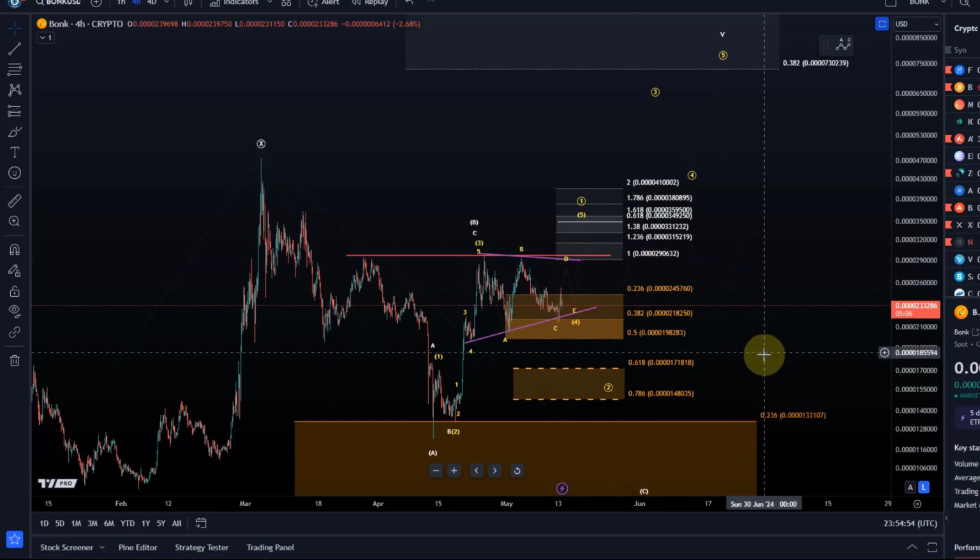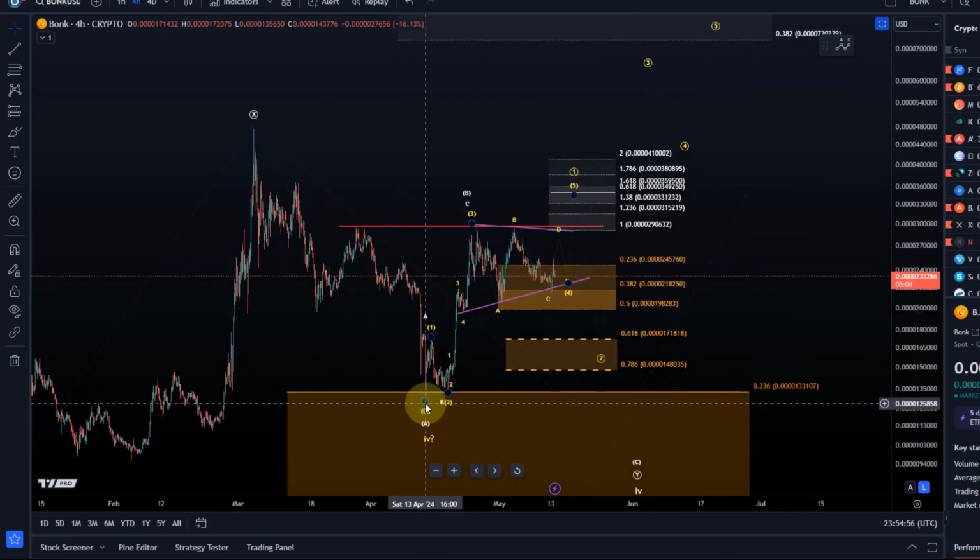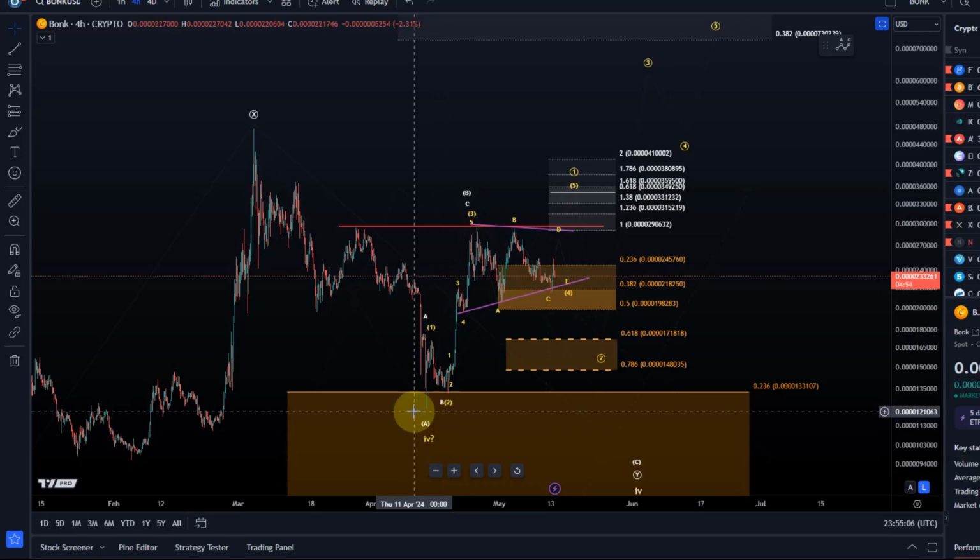First of all, Bonk is trying to form an impulsive reversal from this larger support zone where the price turned around, at least temporarily, on the 13th of April. Okay, so that's already something to be very much aware of. The market is trying to reverse. What do we normally need to see for a reversal? We need to see a 5-wave pattern. That would be, from a structural point of view, the confirmation that we need to see.